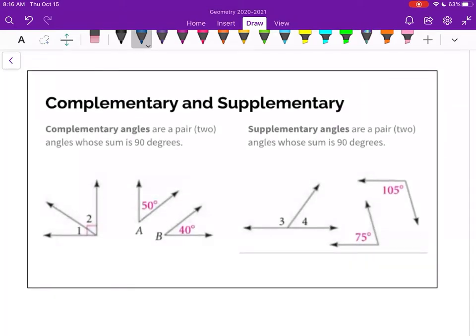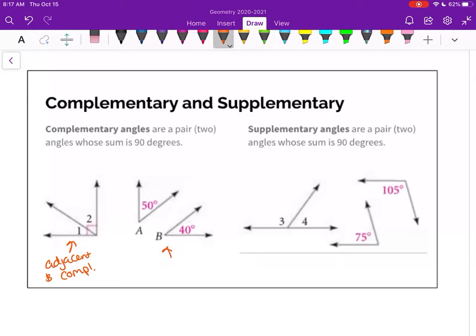All right, next definition, complementary and supplementary. So complementary angles are a pair, remember that's 2, whose sum is 90 degrees. So they don't have to be next to each other, but here's an example of where they are next to each other. So if my angles are adjacent, then together they're going to create that right angle.